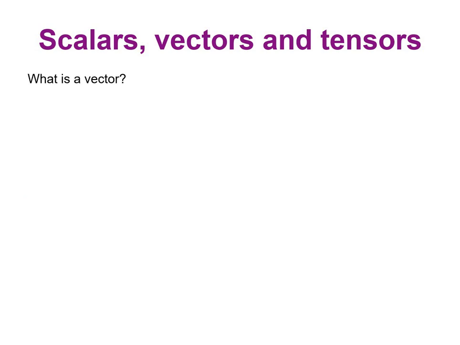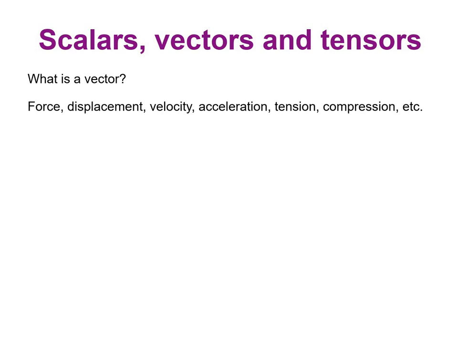So the next entity we are going to discuss is vectors. So what is a vector? For example, if we are talking about forces, displacements, velocities, we need more than a scalar to describe the property, because a force needs, apart from the magnitude, a direction and a point of application, for example. The same thing for displacement, velocity, acceleration, tensions, or tensile or compressive forces, for example.